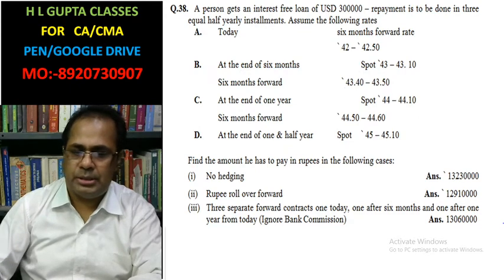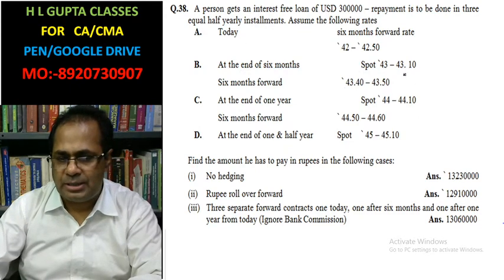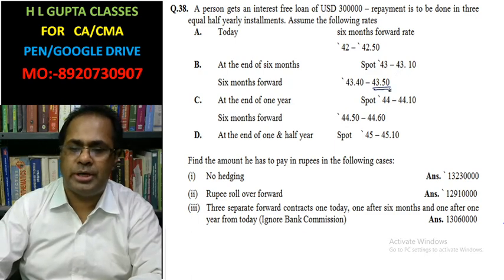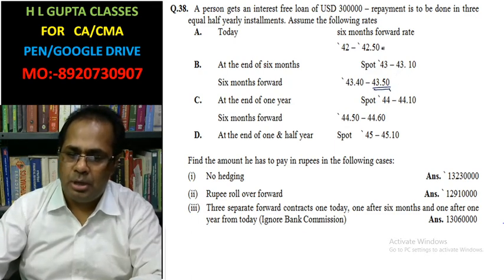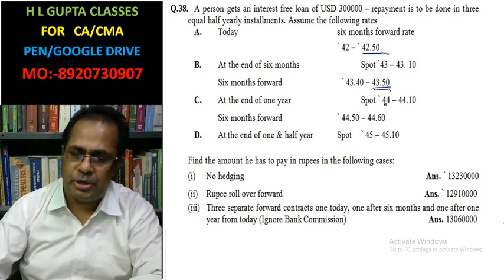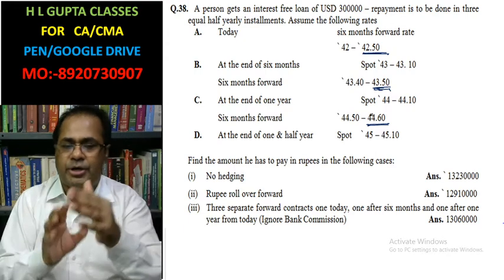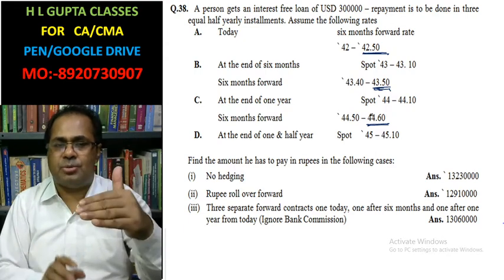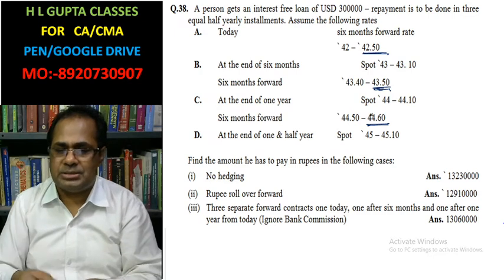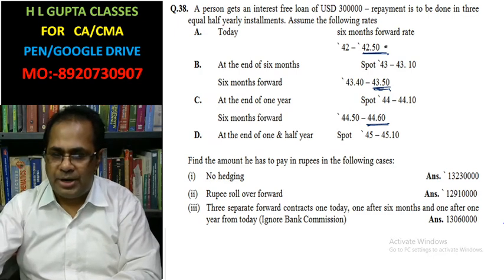Please try to understand. At 6 month forward rate, then 43.50 rate will be applicable. And this is for today, 42.50. This is for 1 year, 43.50. And this is the 1.5 year, 44.60. First, today you enter into the purchase of 6 month forward rate $1 lakh, that is 42.50.